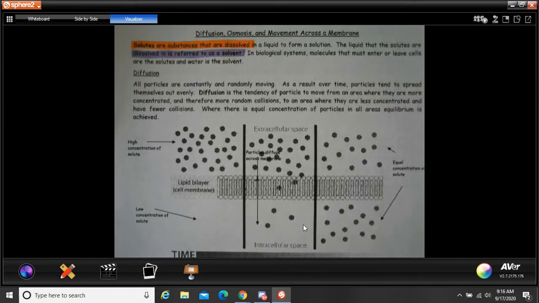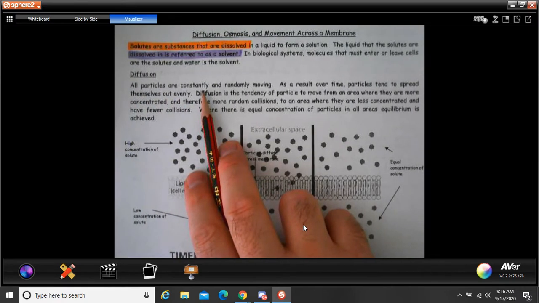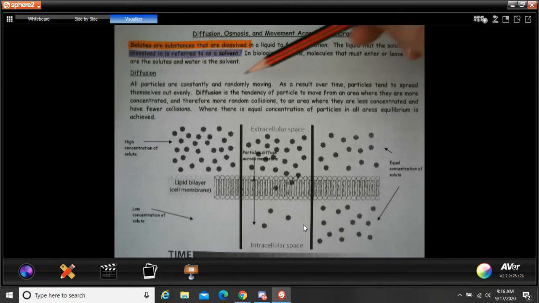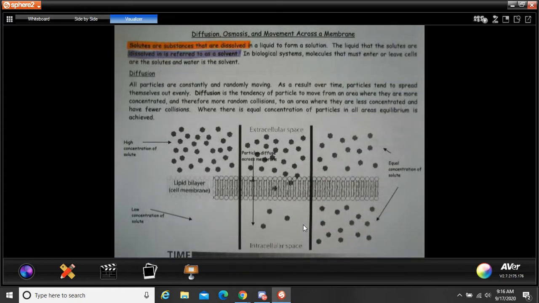The way that they move around in a solvent is by randomly colliding with other solute particles. When particles that are dissolved in solvents move around because of collisions, that is called diffusion. All of the particles dissolved in that solution are constantly and randomly moving. As a result, over time, the particles will tend to spread themselves out evenly, because they're always moving. Diffusion is a description of the tendency of these particles to move from an area of high concentration to a low concentration of the same particle.